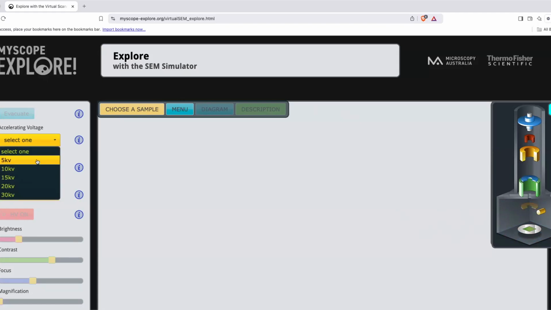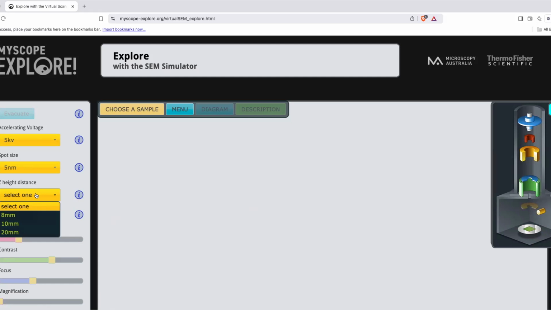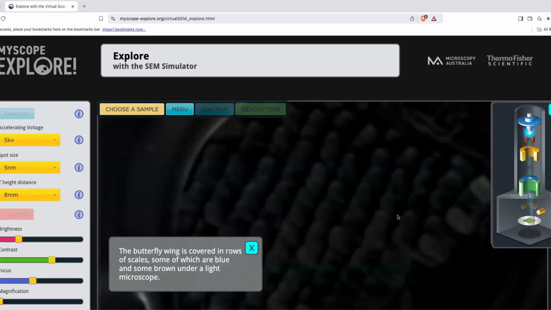So let us take some electron volts. It's the kilovolt I was mentioning. So it's 5 kilo electron volt. Spot size is about the size of the beam. So we can take, say, 5 nanometer if you want. Let us select the Z height, which is the height of the sample. And then you need high tension. So switch this on. So you start to see something happened here. We will go through this step by step.